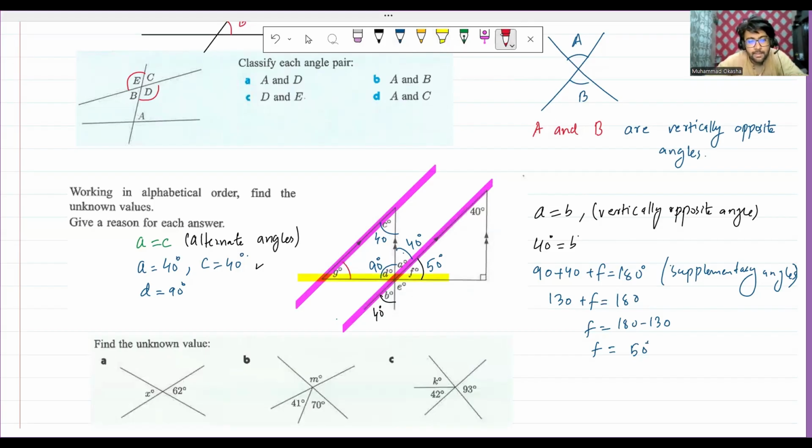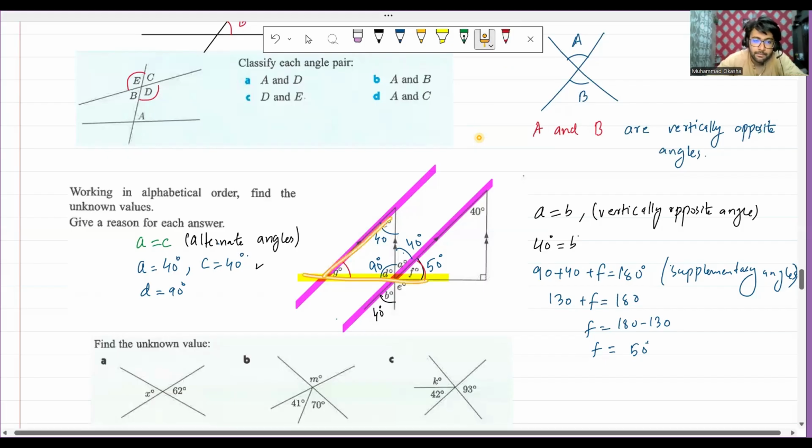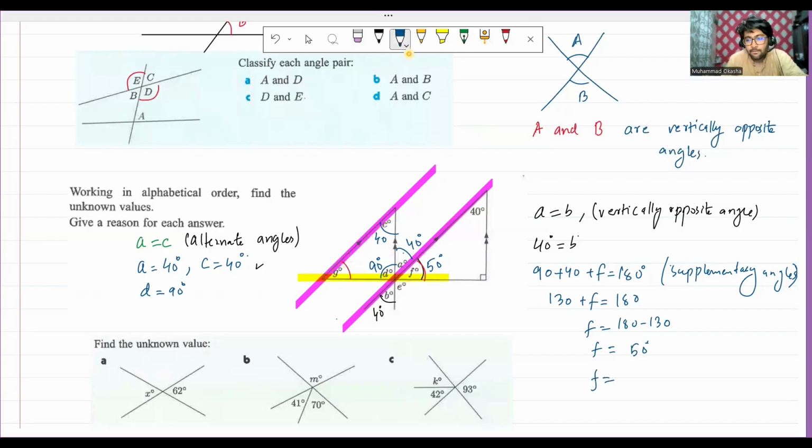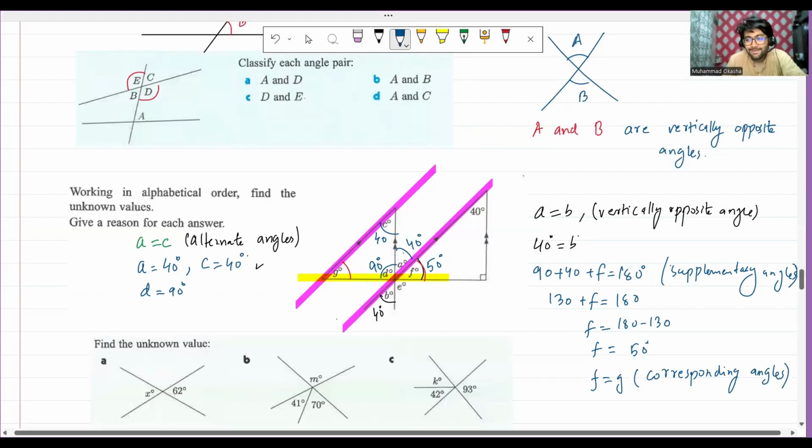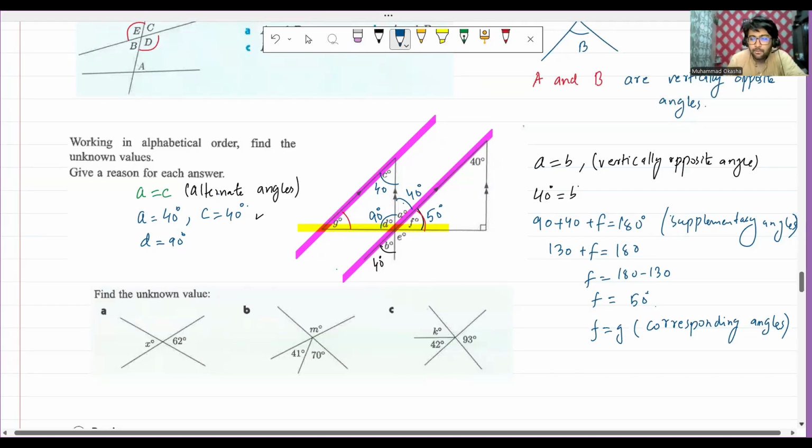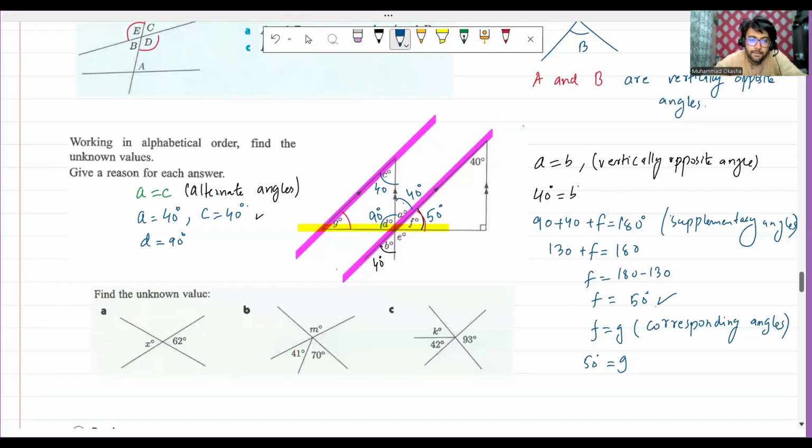angle G is the same thing as angle F because they're corresponding angles. Make sense? Angles on an F, right? I hope you can see an F being formed. I'll use a different color. I hope you can see an F being formed, right? So this angle F is the same thing as G. F is equal to G because they are corresponding angles. I know this is one of the tough questions. We already know F is equal to 50 degrees. So G is also going to be 50 degrees.